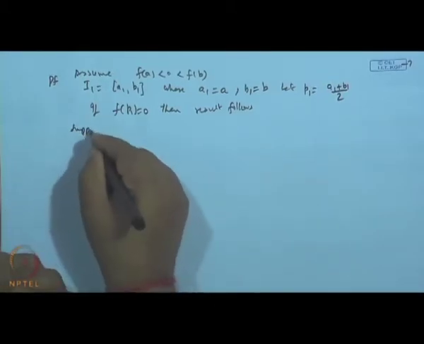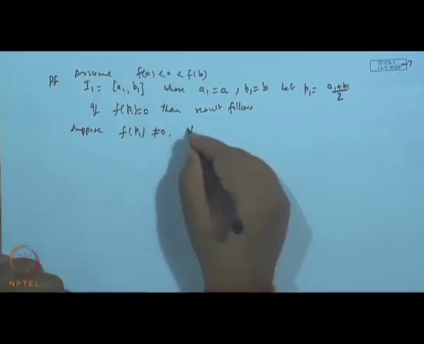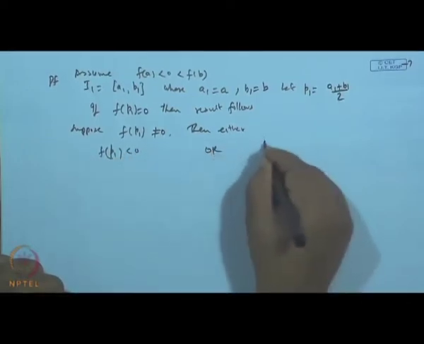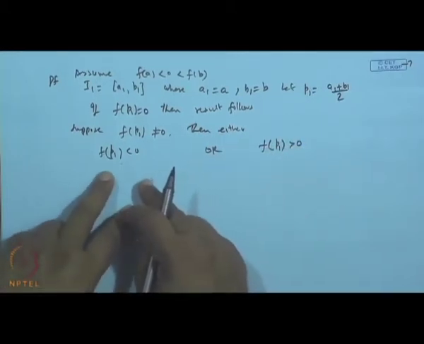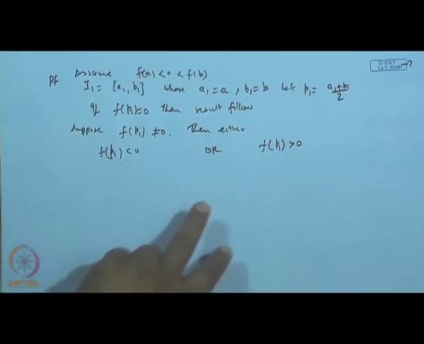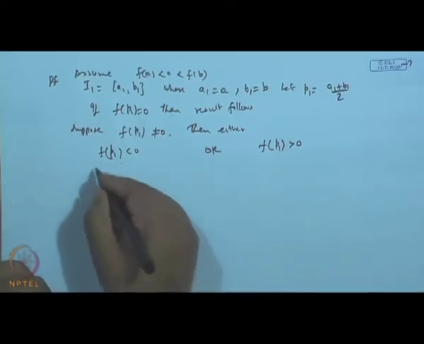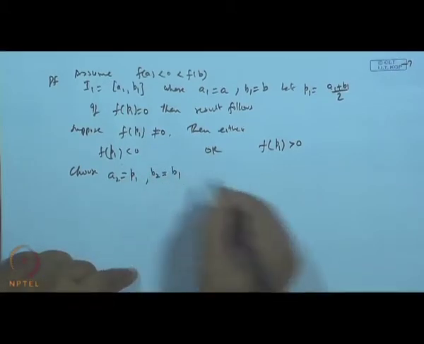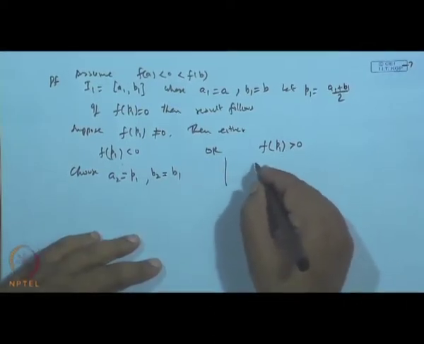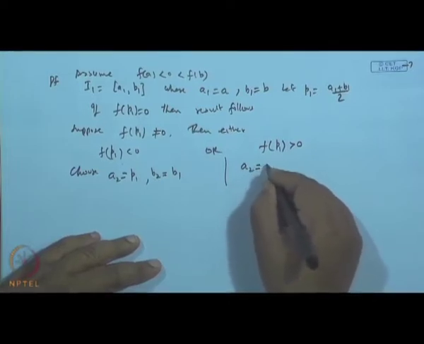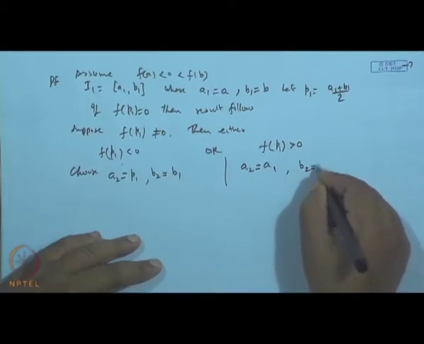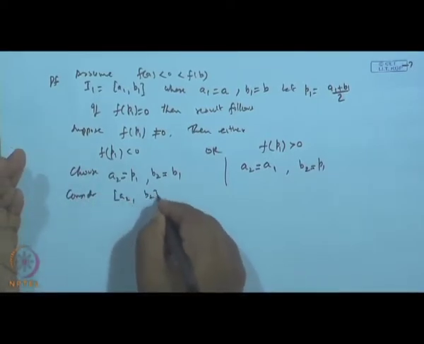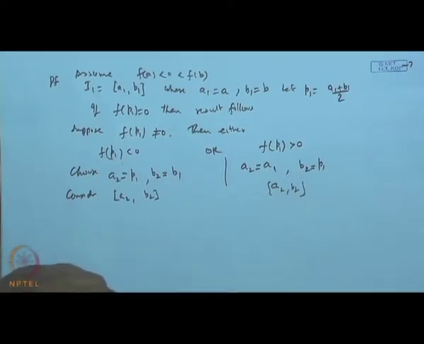Suppose f of P1 is not equal to 0. Then either f of P1 will be negative or f of P1 will be positive. If f of P1 is negative, then we take A2 as our A1 and P1 as our B1, and in case it is positive, then take A2 as our A1, while B2 is our P1, and consider the interval A2 B2 like this.